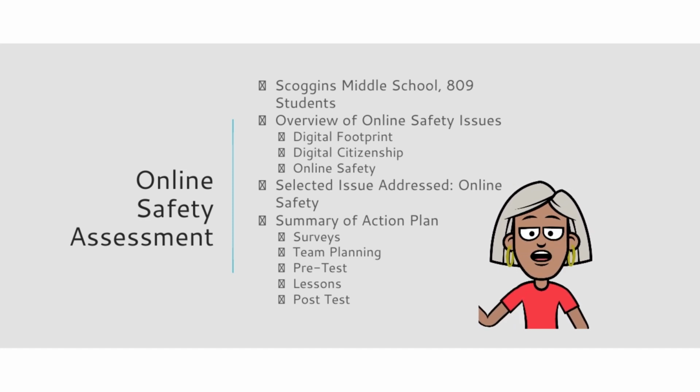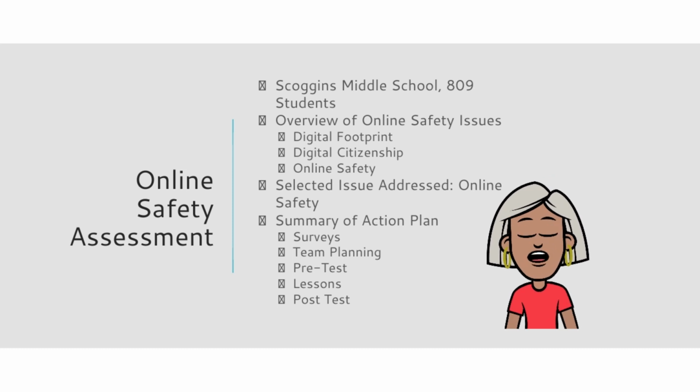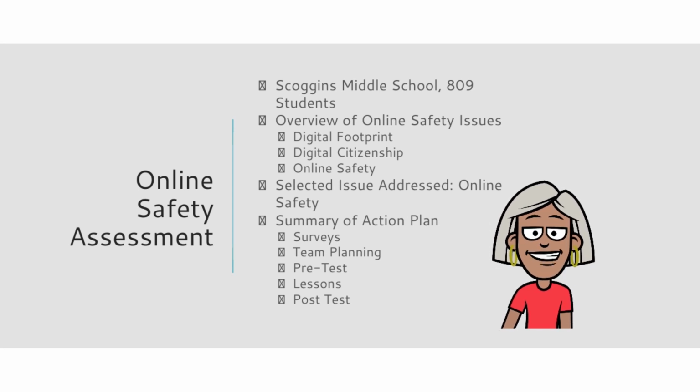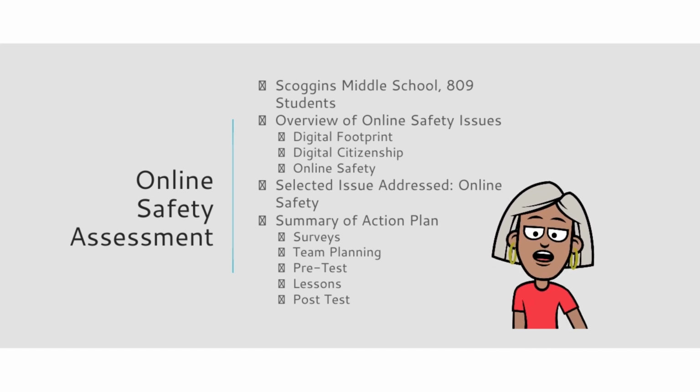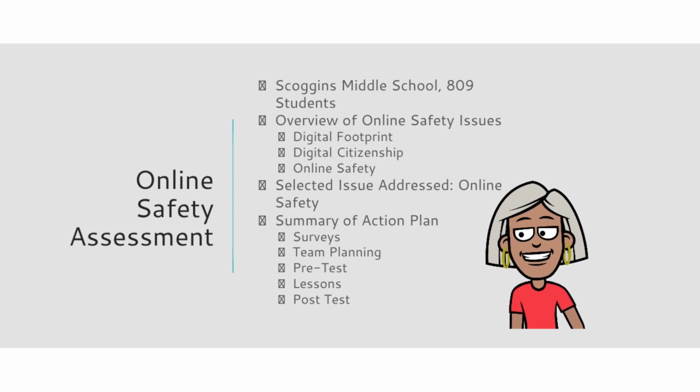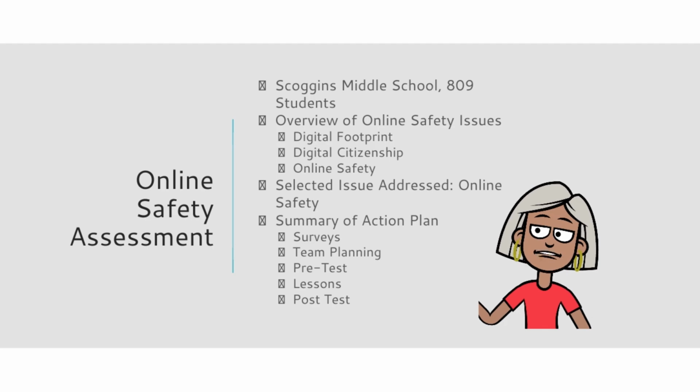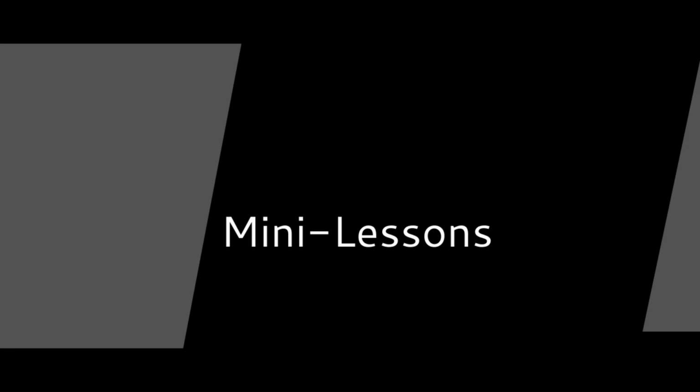My action plan begins with the surveys of administration and leadership, then staff, and then guardians and caretakers of students. From there, the data would be used for an online safety team to plan a course of action. The created courses would begin with pre-tests to assess the prior knowledge of students, lessons, and then post-tests to measure their growth in the understanding of online safety. Six mini lessons were created and implemented in my English language arts classes.